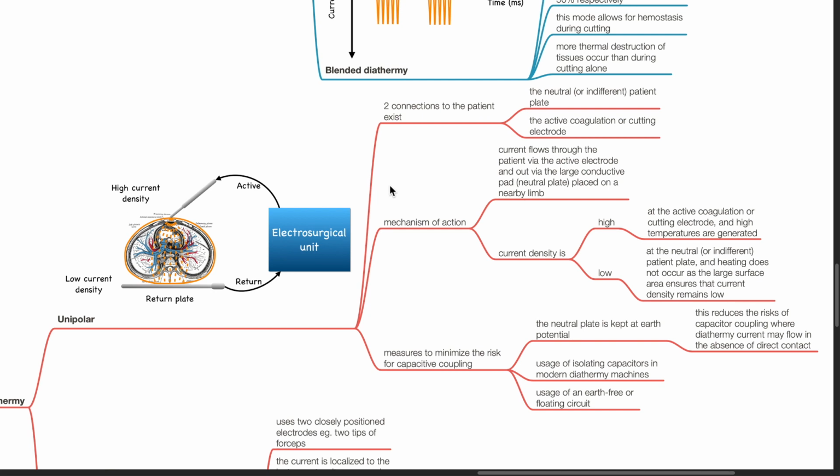Measures to minimize the risk of capacitive coupling. The neutral plate is kept at earth potential. This reduces the risk of capacitive coupling, where diathermy current may flow in the absence of direct contact. Usage of isolating capacitors in modern diathermy machines and usage of an earth-free or floating circuit.